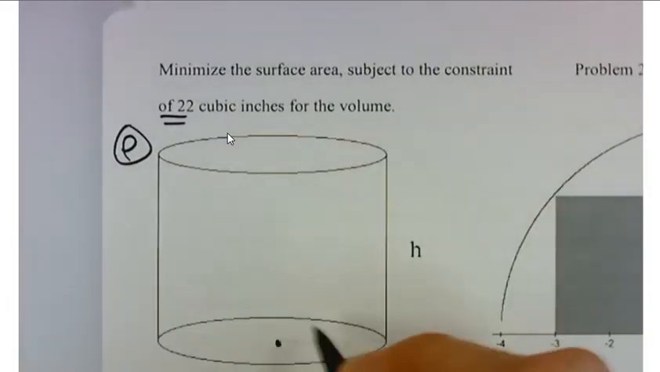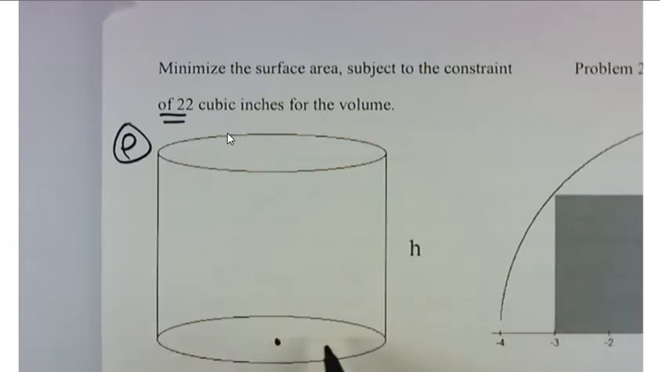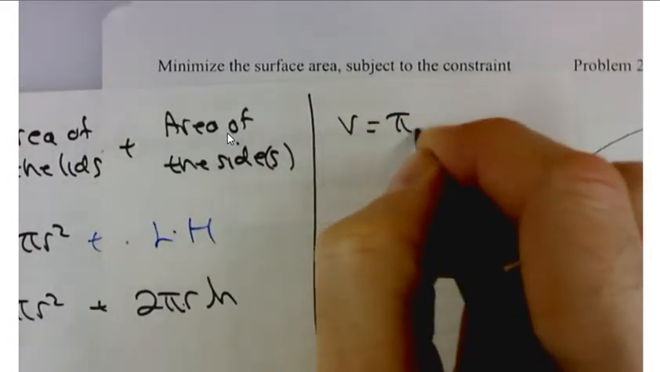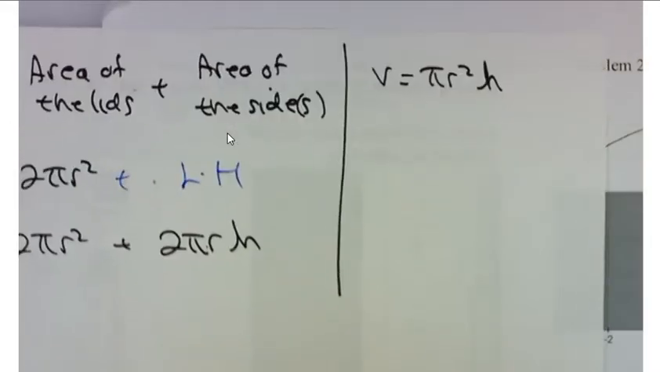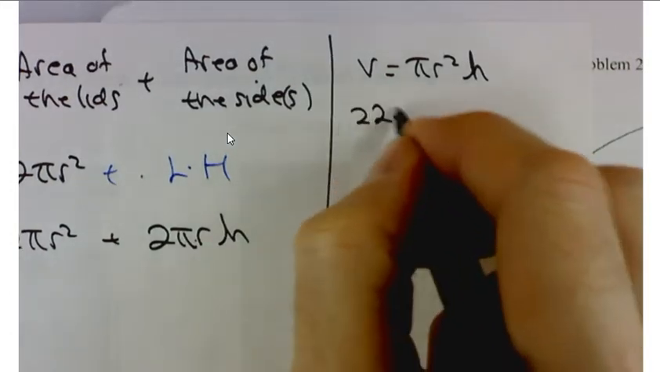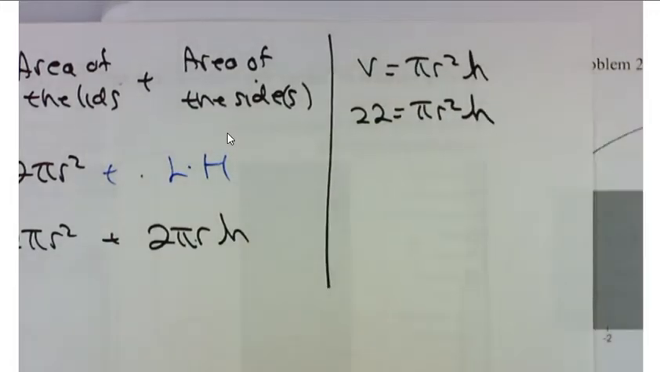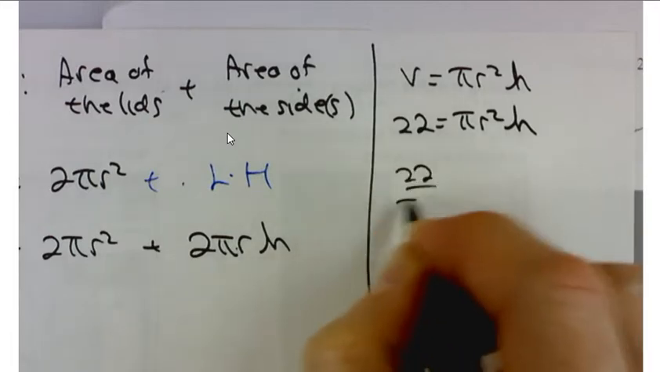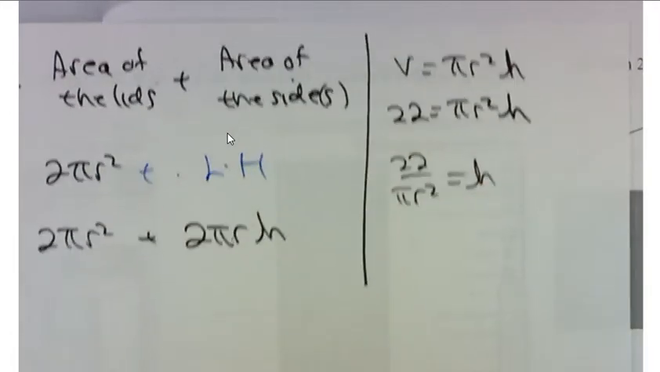Now, what's the volume of a can? Well, take the area of the base, which is pi r squared, times the height. So there you go. Volume equals pi r squared h. And if you think about this, we actually know one of those variables. Which one of these do we know? Yeah, volume is 22. And I can use that to solve for h. I get 22 over pi r squared, and that's h.